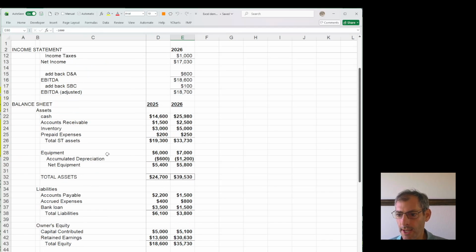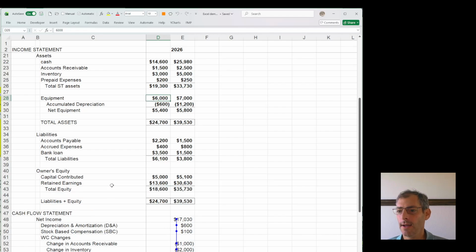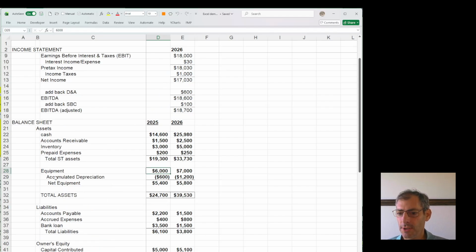If we look at our equipment line, it was $6,000 and it rose by $1,000, $7,000 now. The depreciation, it's actually on the balance sheet as a cumulative depreciation. This is a total amount that's depreciated over the prior years. So at the start of the year it was $600. Well, during the year, we had an additional depreciation of 600, right? So 600 plus this 600 gets me 1,200 now accumulated.